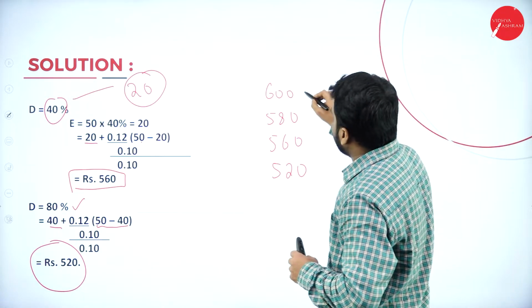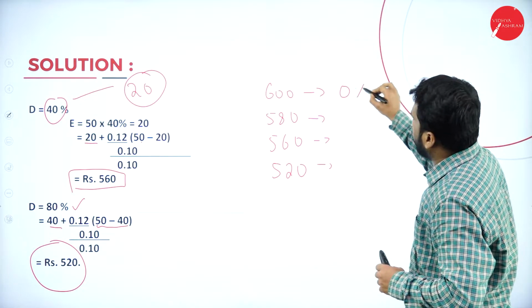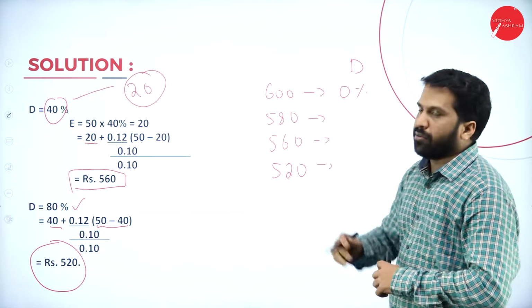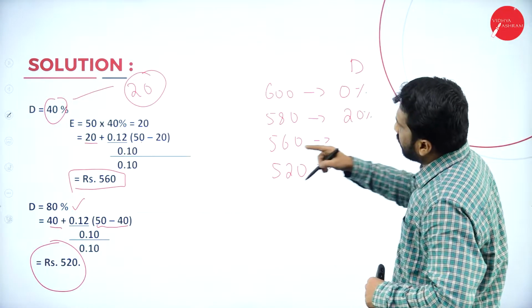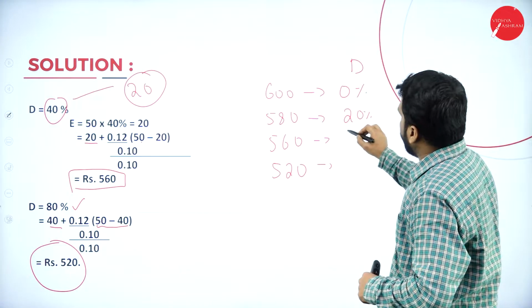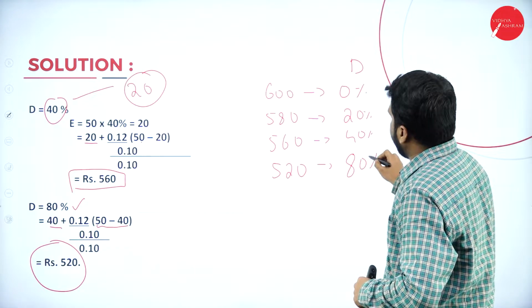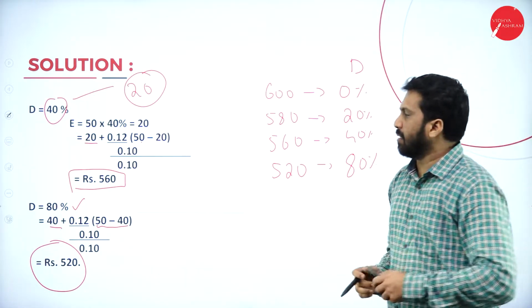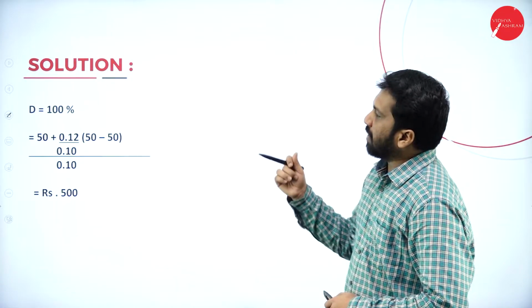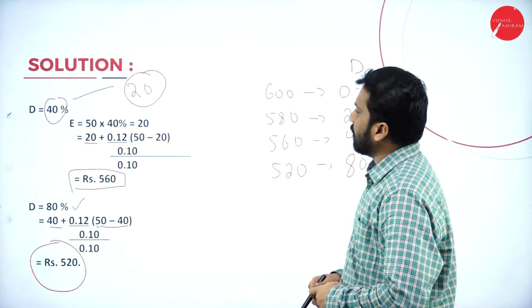Now, as per this, if you go with 0% dividend ratio, it will be 600. If you go with 20%, this answer. If you go with 40%, this answer. If you go with 80%, these are the answers. Hope you are clear. Now, we'll go with the last one, that is 100%. I'll go back to that.